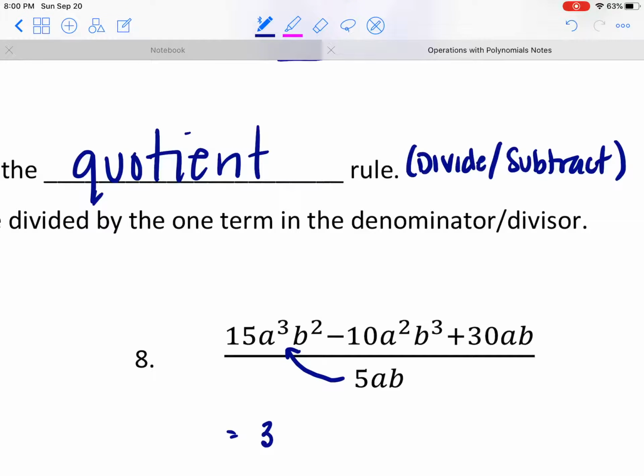So we have 15 divided by 5, which is 3. A to the 3 minus 1 is 2. And then b to the 2 minus 1 is 1. And then we're going to go again here. Negative 10 divided by 5 is negative 2. We're going to have a to the 2 minus 1, which is 1, and b to the 3 minus 1, which is 2. And then lastly, here, 30 divided by 5 is going to make 6. And then if I have an a and a b here, and one ab on the bottom, those are both going to cancel, so just a 6.